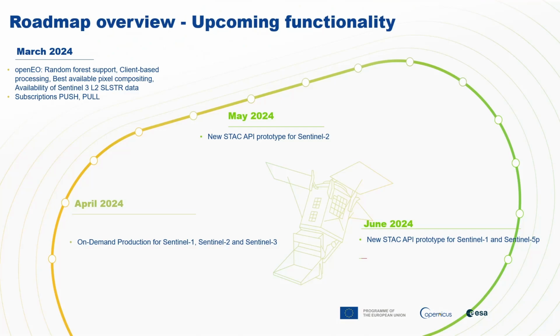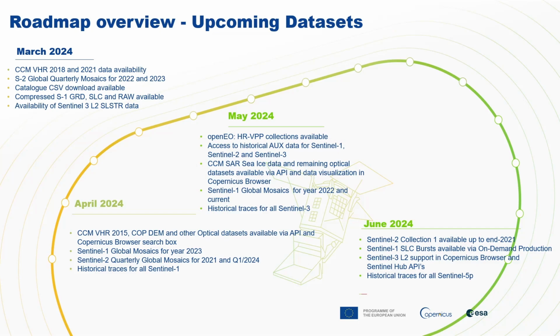Copernicus Data Space Ecosystem is continuously evolving. Last year, we mainly worked on setting up the functionality, the individual modules. We still have some tasks to do with releasing a new API, but generally this year is about releasing new datasets. These will include Copernicus contributing mission high-resolution mosaics, but also analysis-ready Sentinel-1 and Sentinel-3 imagery.